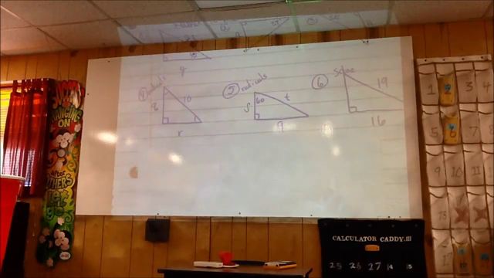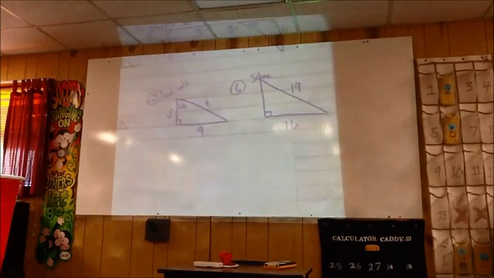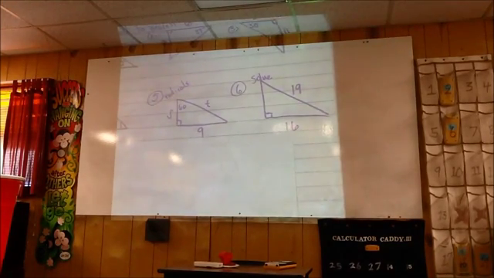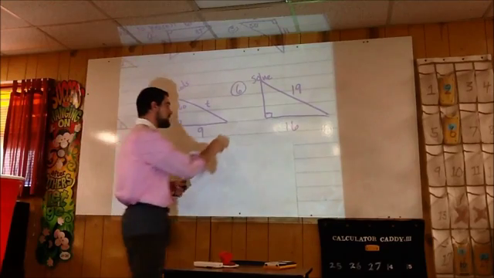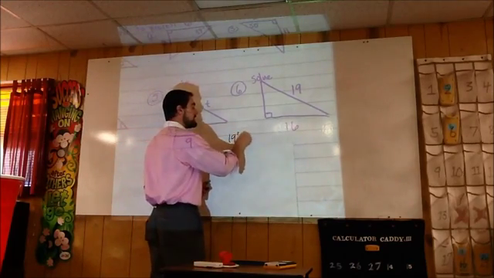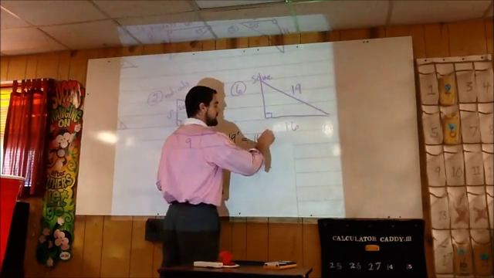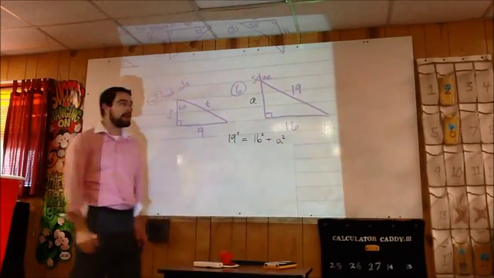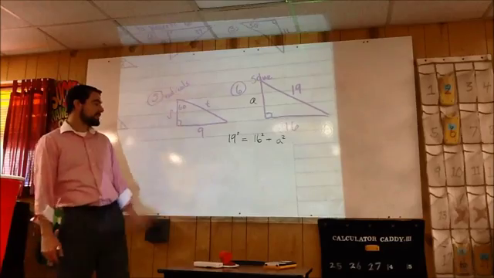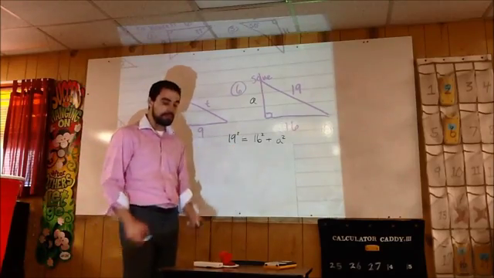For number 6, solving for the side legs. Can I use Pythagorean Theorem? Yeah, because I have 2 side legs, so we can definitely use Pythagorean Theorem. So I got 19 squared is equal to 16 squared plus, I'm just going to call that A, 1 up. So 19 squared is equal to 16 squared plus A squared.